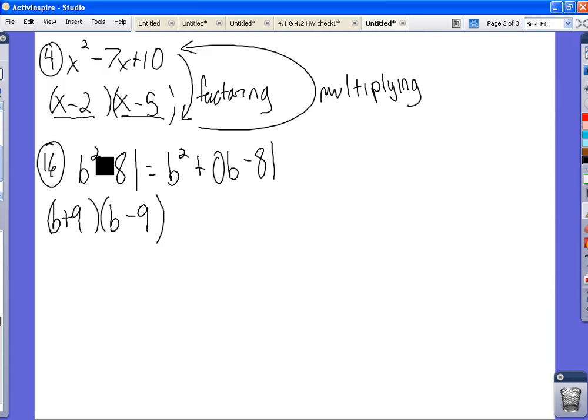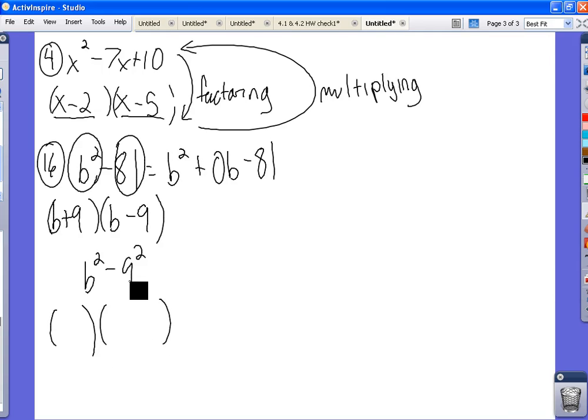So, you'll notice this is a perfect square. Is this a perfect square? Yes. What's the square root of 81? It's 9. Since we have b squared, we have b squared minus 9 squared. Not every single one is going to be like that. So if you have a difference of two perfect squares, it just is b plus and b minus that square root. That's what we call a difference of squares.